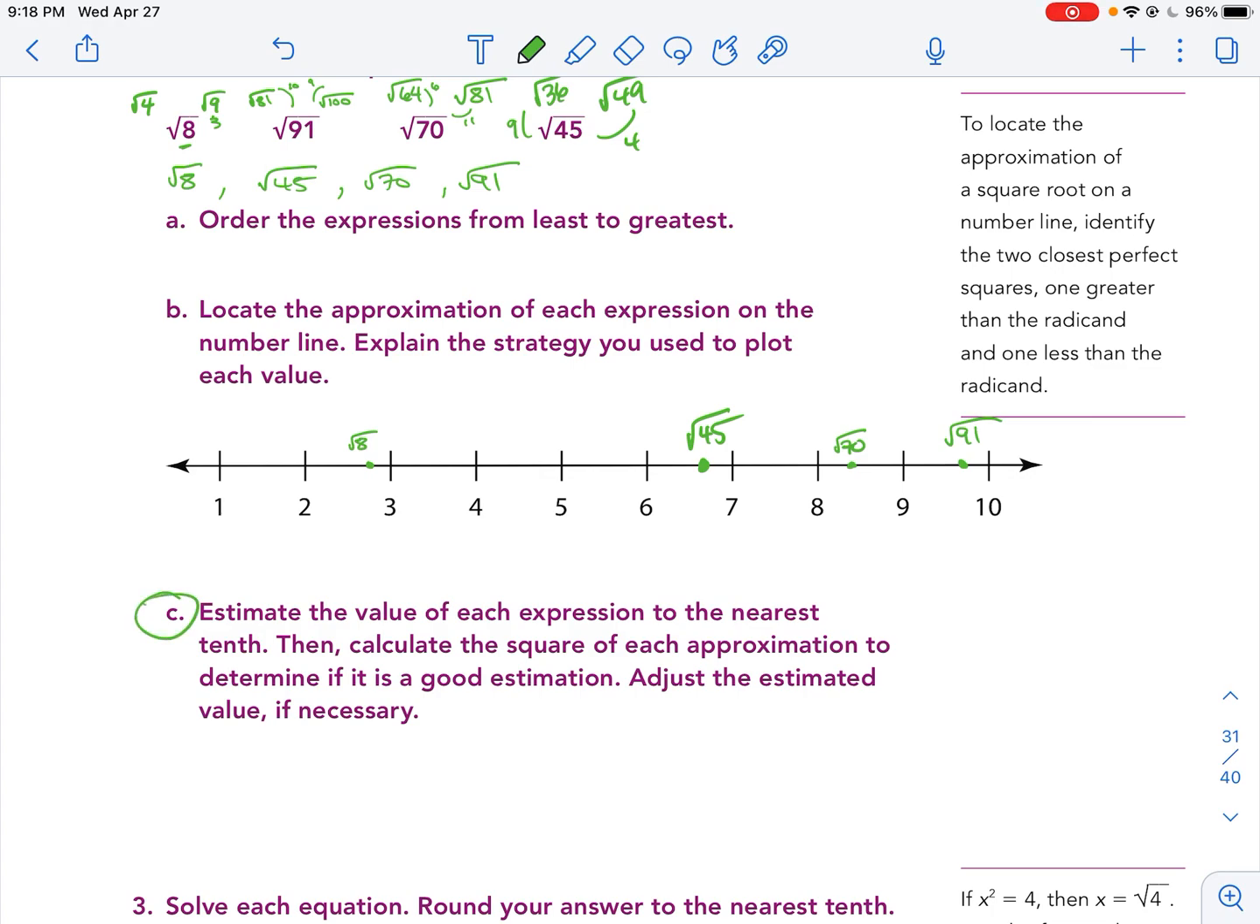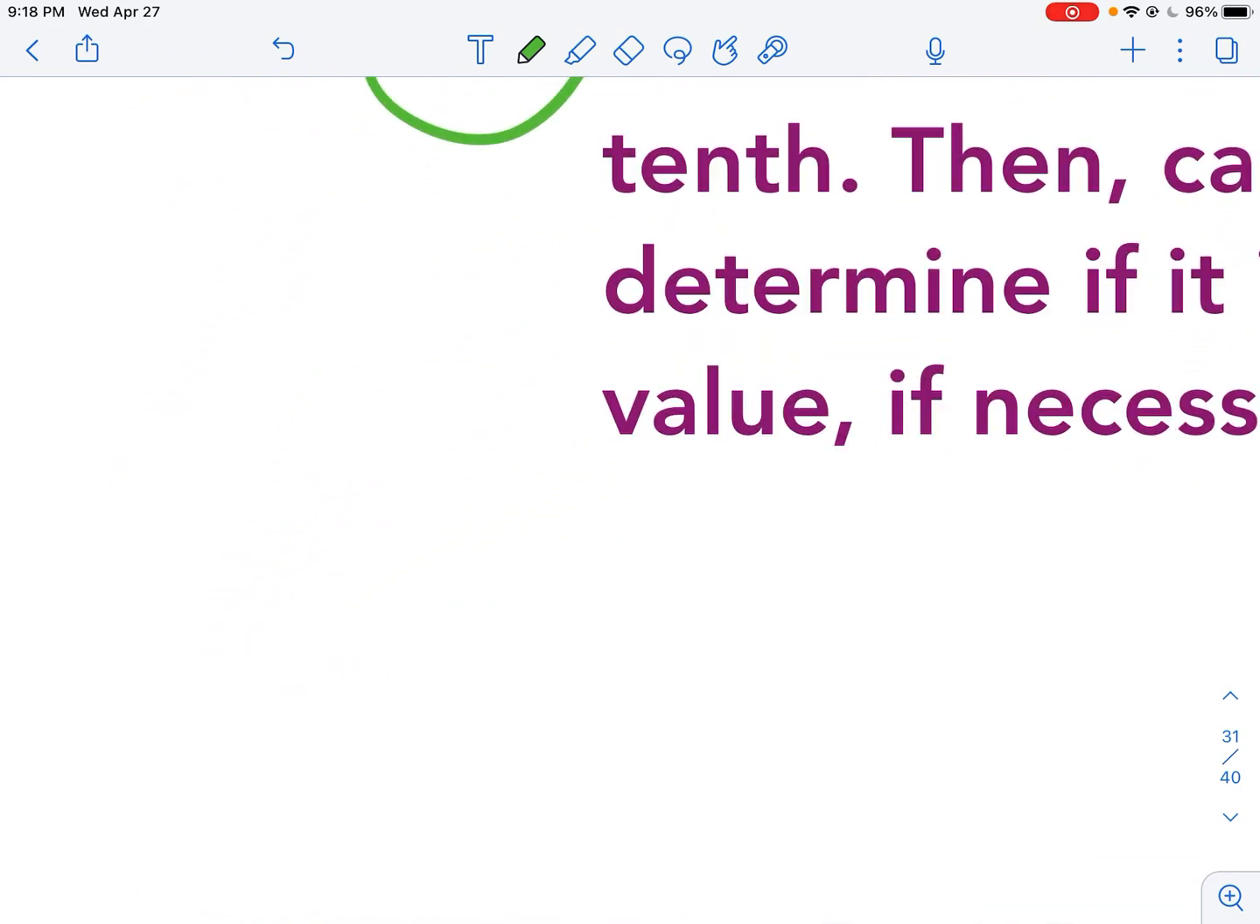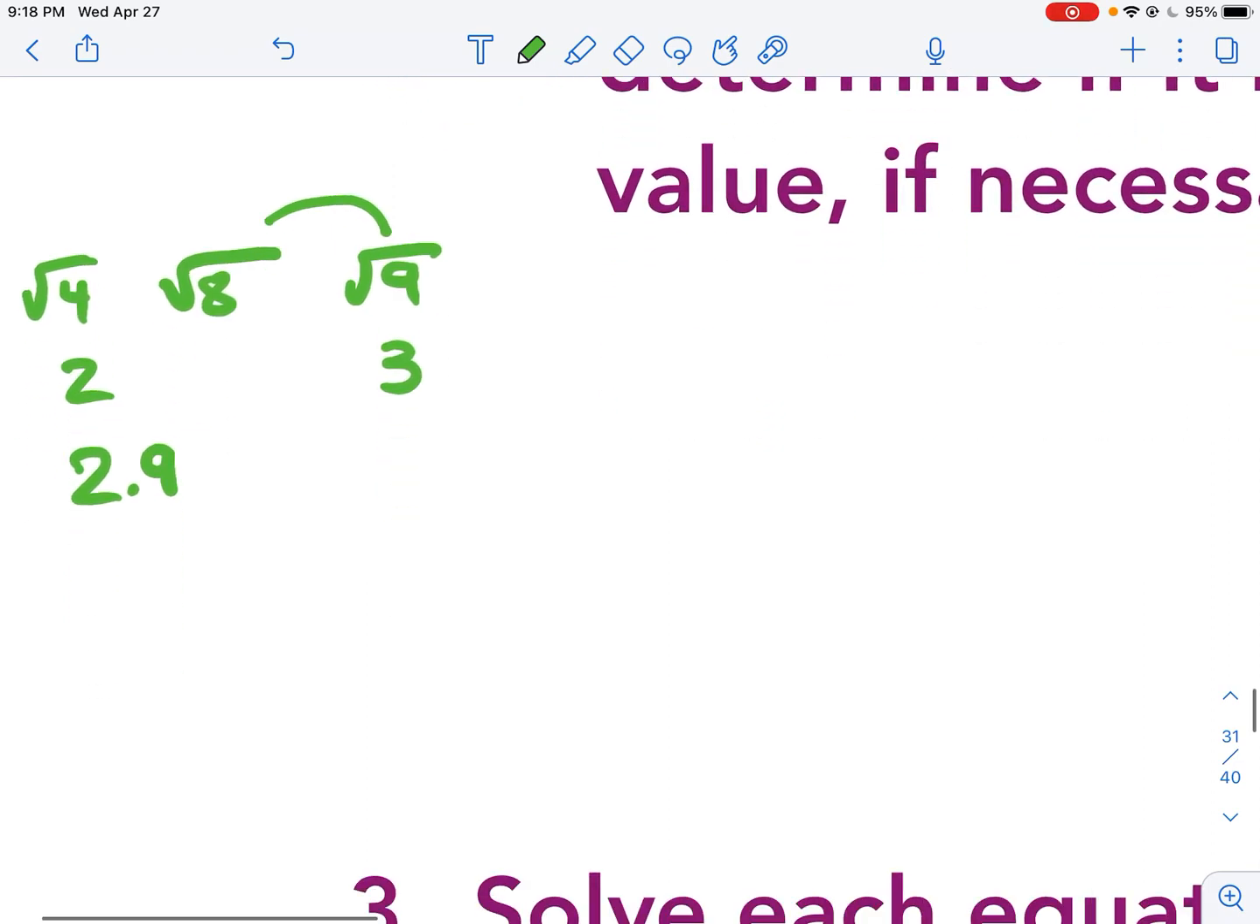Now, we're supposed to do it to the nearest tenth. So if I have the square root of 8, we just said it's between the square root of 4 and the square root of 9. So that means it's between 2 and 3. It's much closer to 3. So I'm going to go with, I don't know, 2.9.